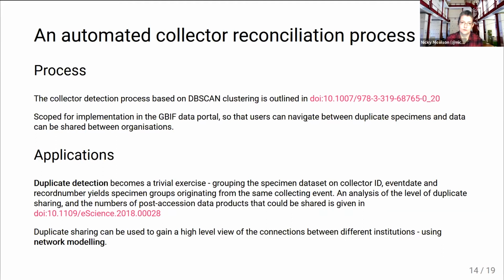We can then look, and there's a reference to another paper, at how we can group together those data and across institutional boundaries share the kinds of products that we make post-accession. So if we do georeferencing work, which is expensive and quite fiddly, we could share that between different institutions. But we can also step right back and say that the specimen groups, and the places in which those specimen groups are shared, could help us have a high-level view of the connections between different institutions. And we did this using network modeling.